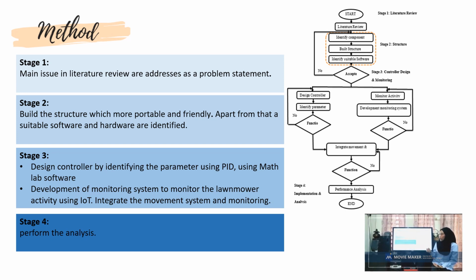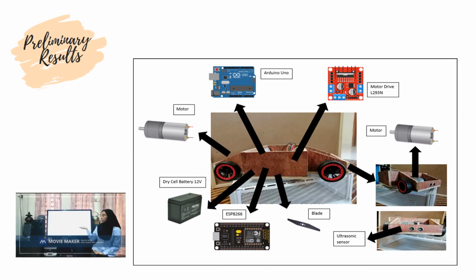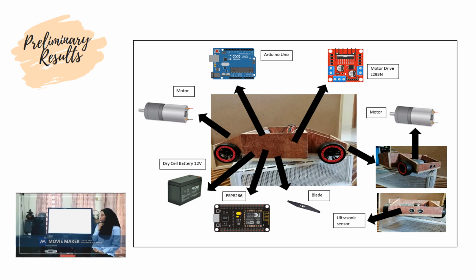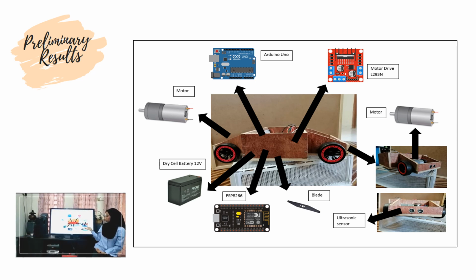In stage 3, here, I try to design the controller by identifying the parameters using PID, and I develop a monitoring system to monitor the lawn activity using IoT and integrate the PID and the IoT system. Okay, in stage 4, I will perform the analysis from what I have done here. This is my preliminary result, this is the hardware structure that I have built, and this is the component that I will use here.